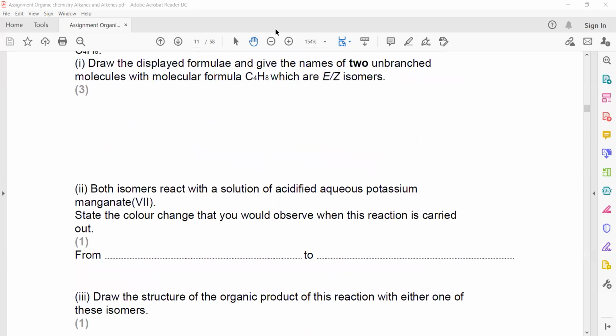Both of the isomers react with a solution of acidified potassium manganate. When an alkene reacts with acidified potassium manganate, this results in the formation of a diol. The reaction is known as oxidation, a redox reaction. State the color. The original color will be purple because manganate is purple in color, and it will change into colorless.